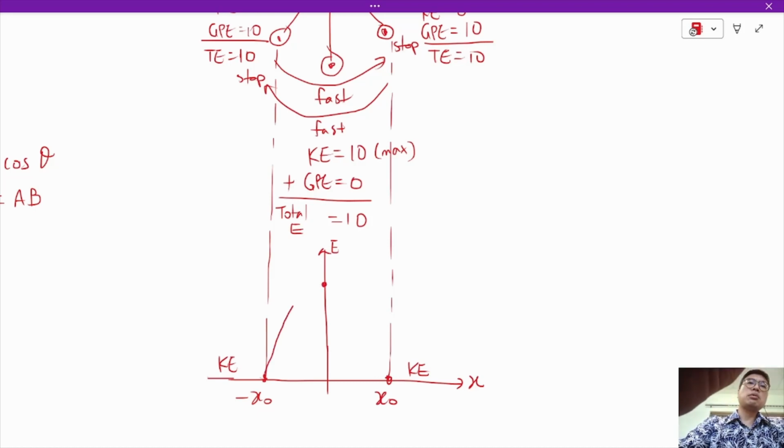Now, I don't think it's going to be a triangular function, so it's probably a curve. Let's draw a curve for now. So this is the KE graph. Okay, it's fastest in the middle and it's slowest at the ends.